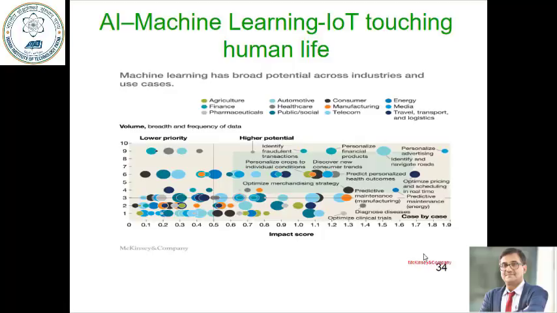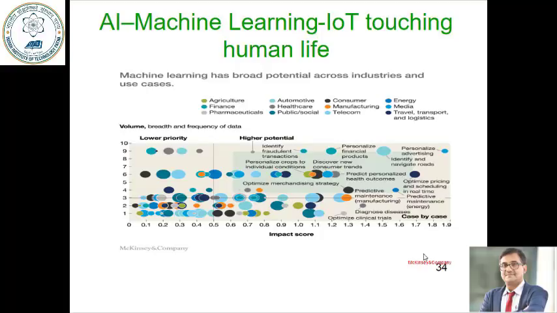Now, AI, machine learning, and IoT indeed touch human life. Machine learning has broad potential across industries and use cases. So, all the domains that are touched by IoT and AI are indeed all the aspects of life itself: agriculture, finance, automotive industry, healthcare, consumer, manufacturing, telecom, energy, media. Think of anything that is touched by AI and IoT now.